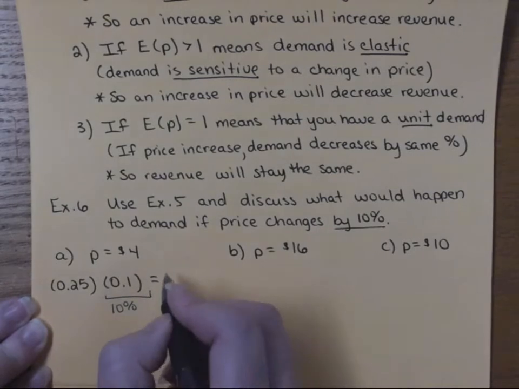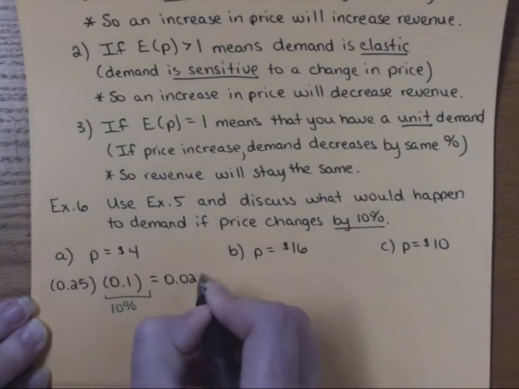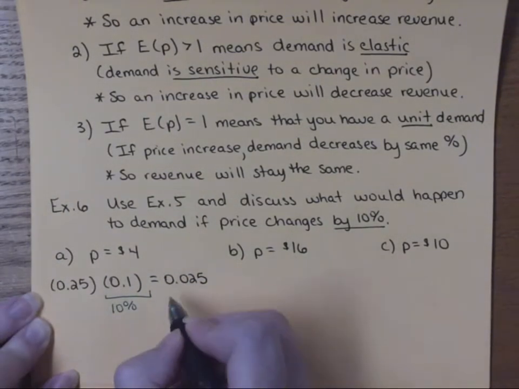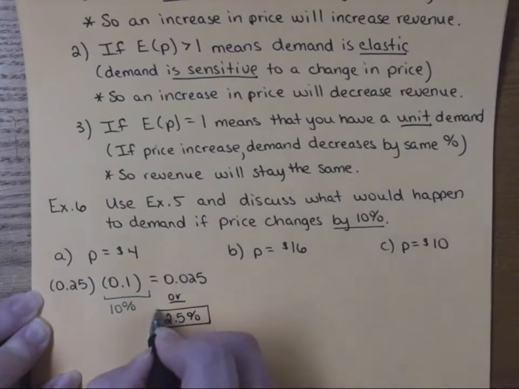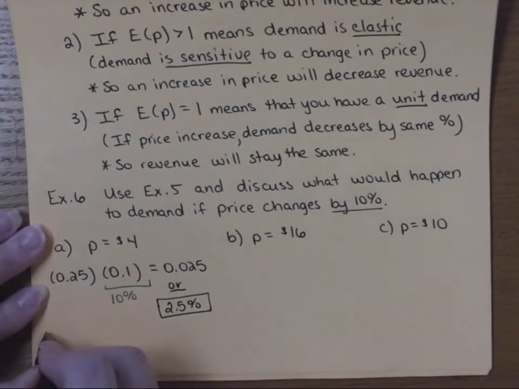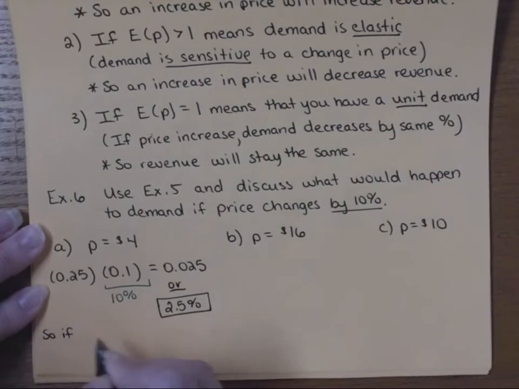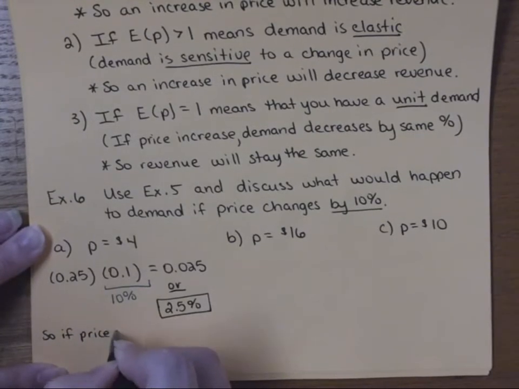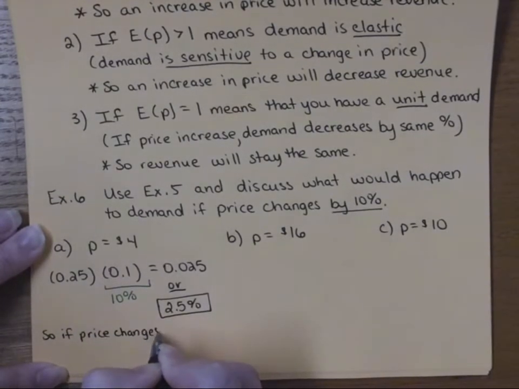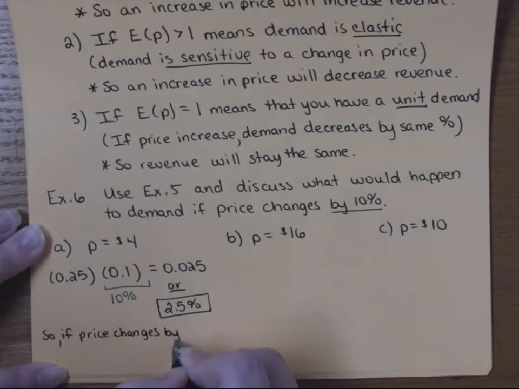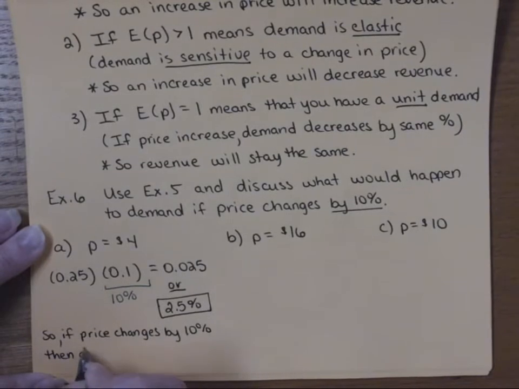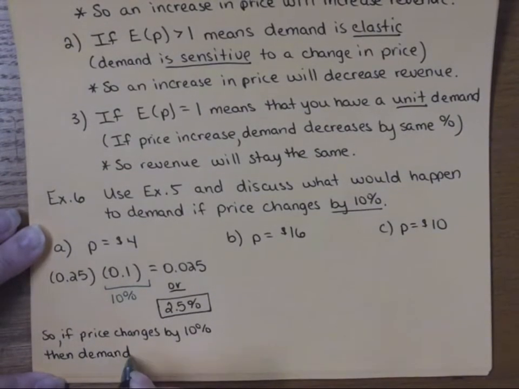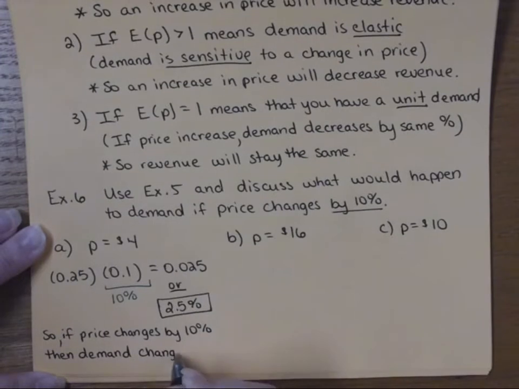So if you multiply that out, you get 0.025, or let's change it back to percentages, 2.5%. Okay, so I'm going to circle that, and then let's briefly describe what this means. So if the price changes by 10%, then the demand does change, but it doesn't change by as much. It only changes by 2.5%.